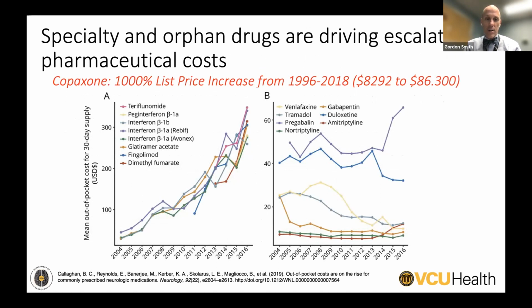And for those of you who take care of patients with multiple sclerosis, you've been on the front line of this. The figure on the left shows the cost of disease-modifying therapies from their introduction, oftentimes 20 years ago, to now. And you can see dramatic increases. I actually remember as a resident Betaseron coming out, and never would have thought it would play out this way. To put a number to Copaxone, 1,000% increase in list price from 1996 to 2018. So very dramatic. On the right are other drugs that are non-specialty, non-orphan drugs, and you can see generally they've stayed about the same or gone down.